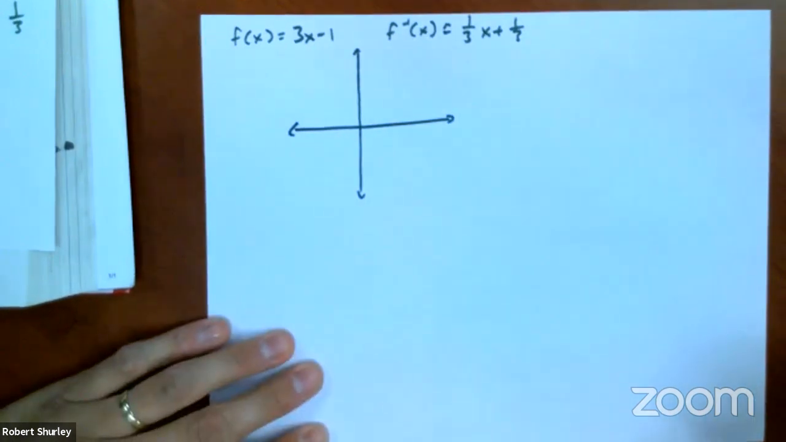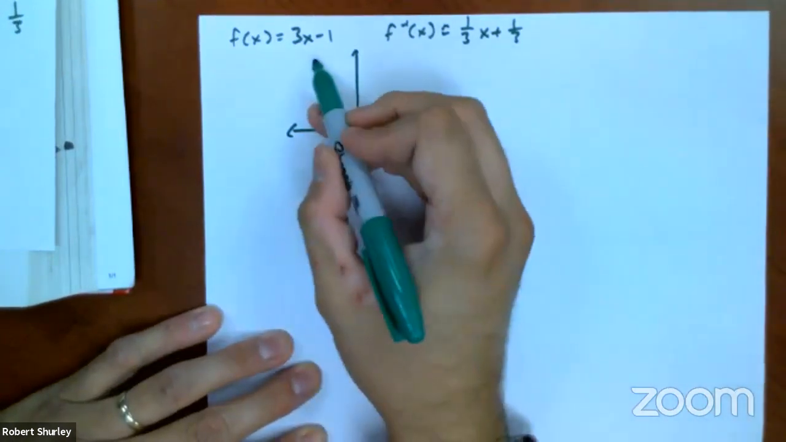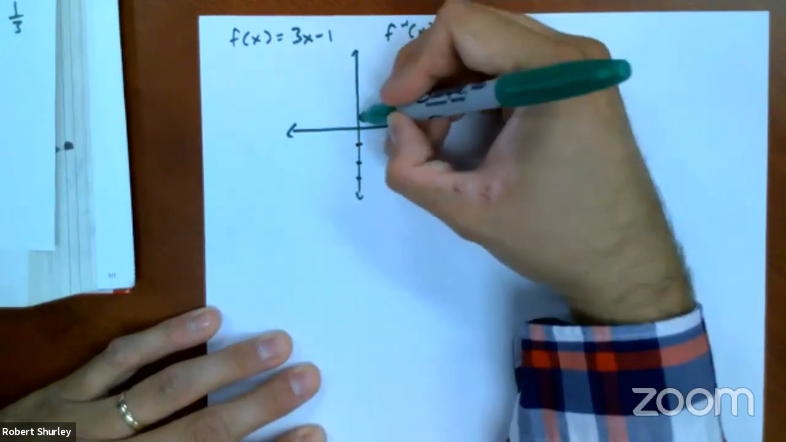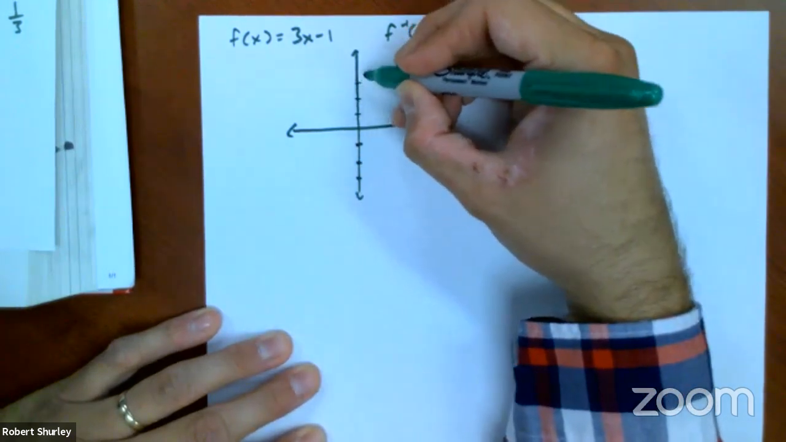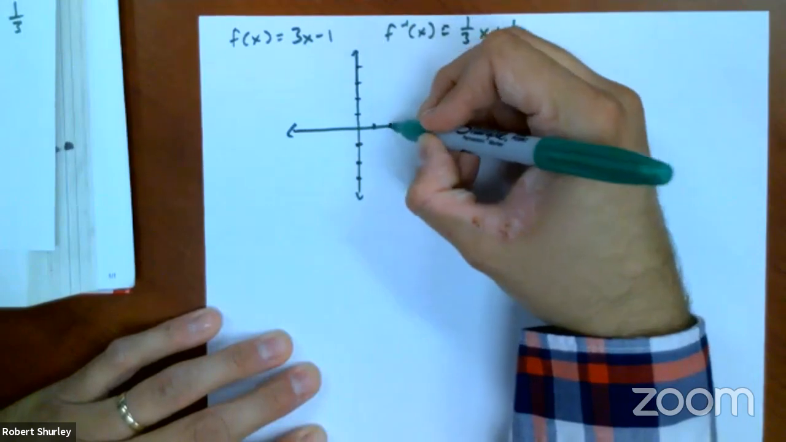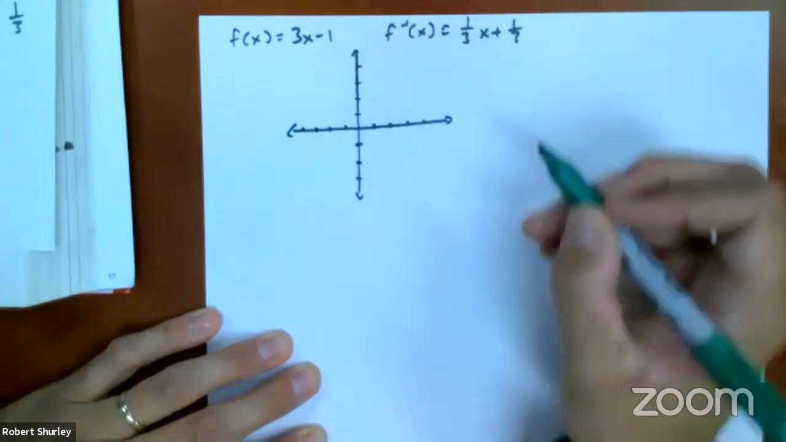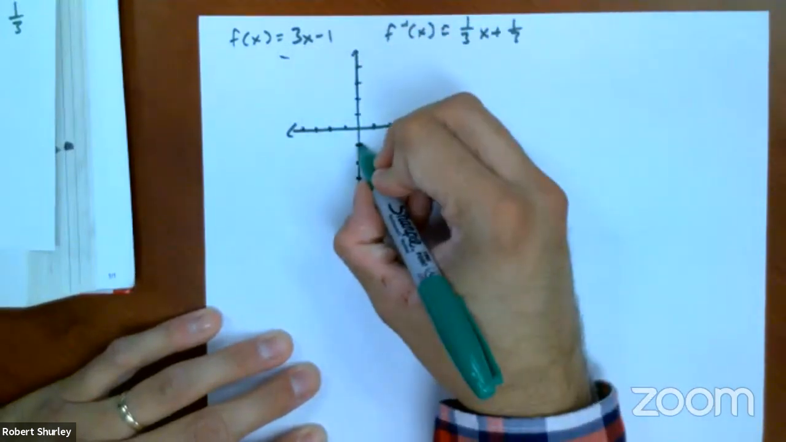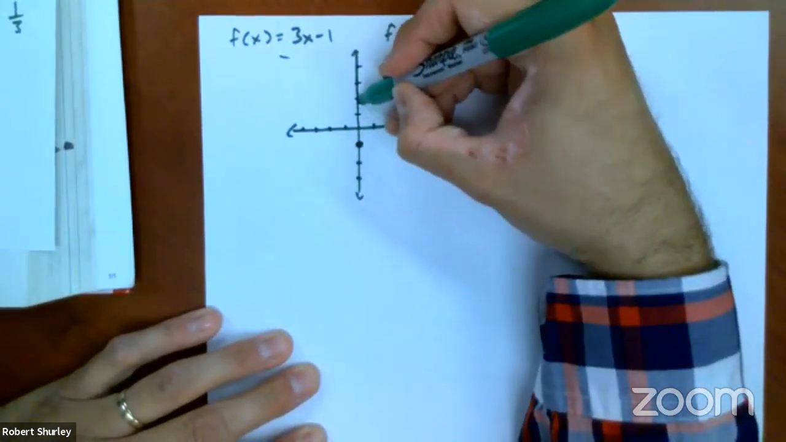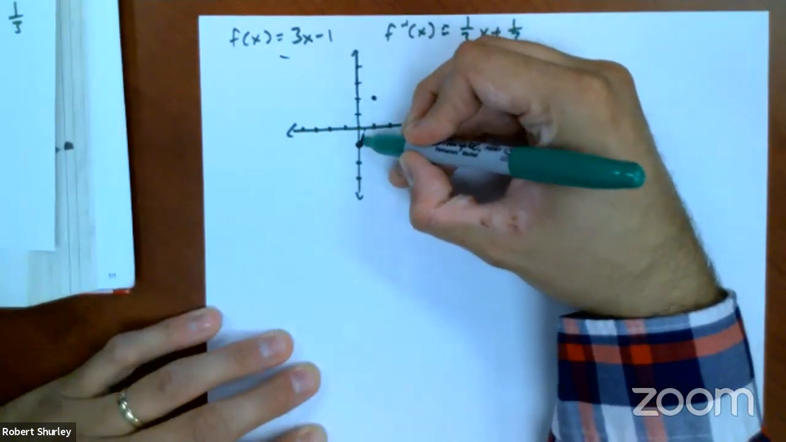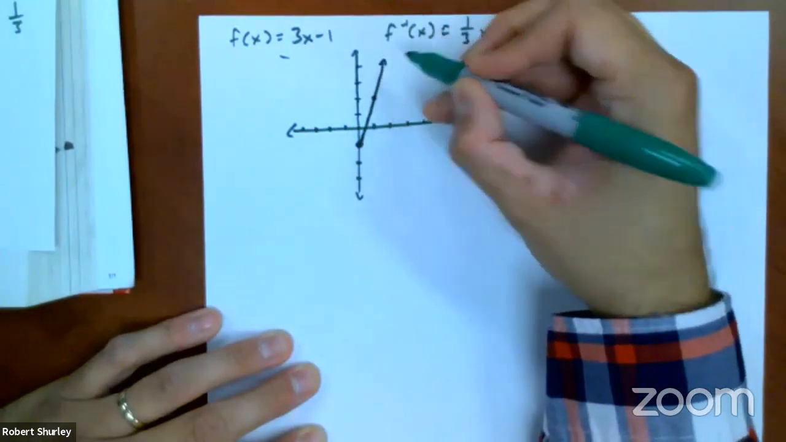Try to get it as symmetrically looking as possible. So the first one is minus 1. If I graph this first one, it's going to be at minus 1, and I'm going to go up 3, 1, 2, 3, and then over 1. It looks something like that.